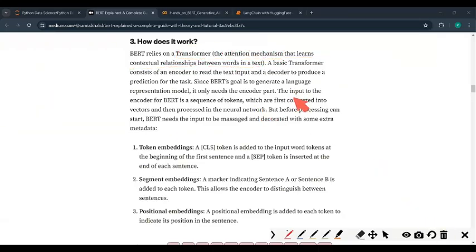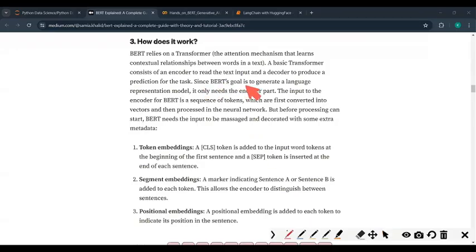So BERT relies on transformer. A basic transformer consists of an encoder to read the input text and a decoder to produce the prediction of the word. That's a basic transformer. But the transformer that is used in the real world has 6 encoders and 6 decoders. Right. So when we talk about transformers, we have two parts, decoder and encoder, but not one. We have 6 encoders, 6 decoders overall to understand the meaning of that.